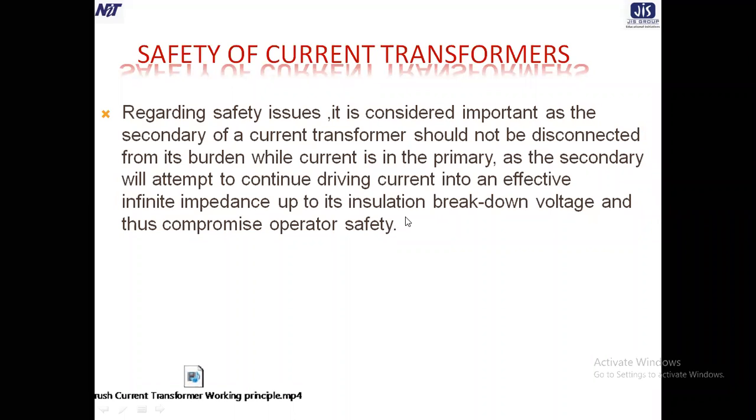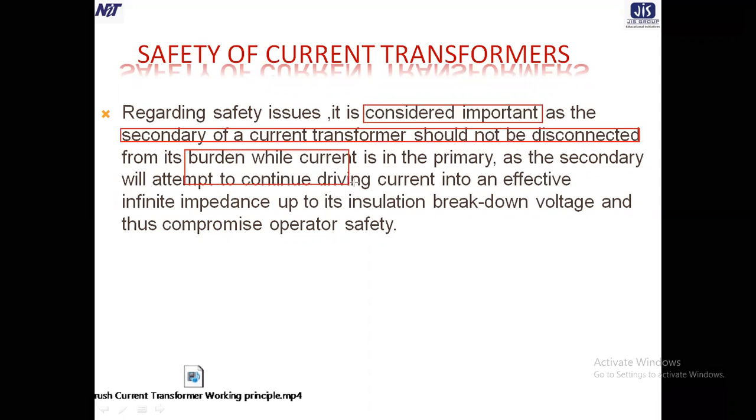So the safety of the current transformer is very much necessary because you can understand from here that it's considered important that the secondary of the current transformer should not be disconnected from its burden while current is in the primary, as the secondary will attempt to continue driving current into the effective infinite impedance up to its insulation breakdown voltage and thus compromise operator safety.